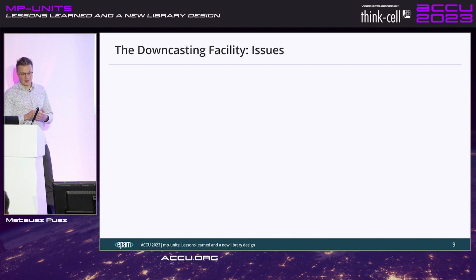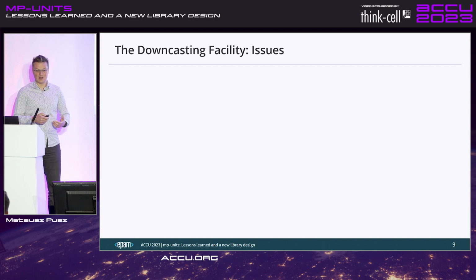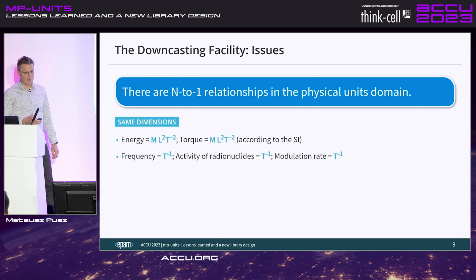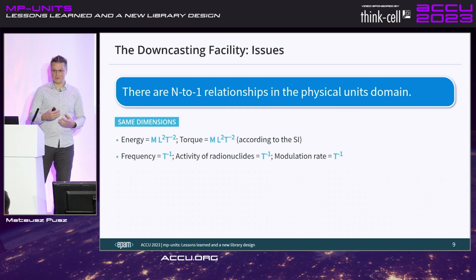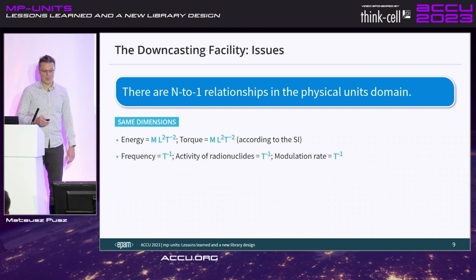The issues. It turned out that for many cases in the physical units domain, there is no one-to-one relationship. Those are n-to-1 or n-to-n relationships sometimes, but n-to-1 are the most common, right? For example, energy and torque have exactly the same physical dimension, at least in the SI system, which says that there is no dimension for angle. Angular stuff are just dimensionless quantities.